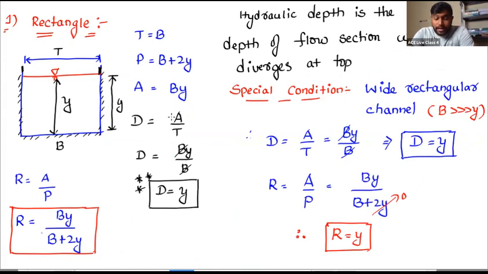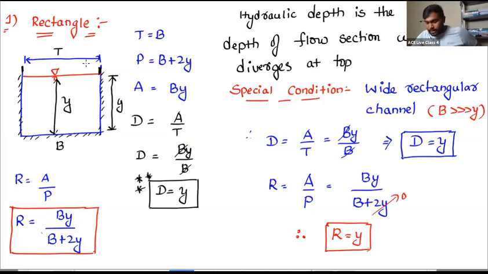No. And for a rectangle I already said the average depth is equal to y, which means for any other channel than the rectangle, D cannot be equal to y, and you are sure D cannot be more than y. So if you take any other channel apart from the rectangle, the hydraulic depth will always be less than the depth of flow.